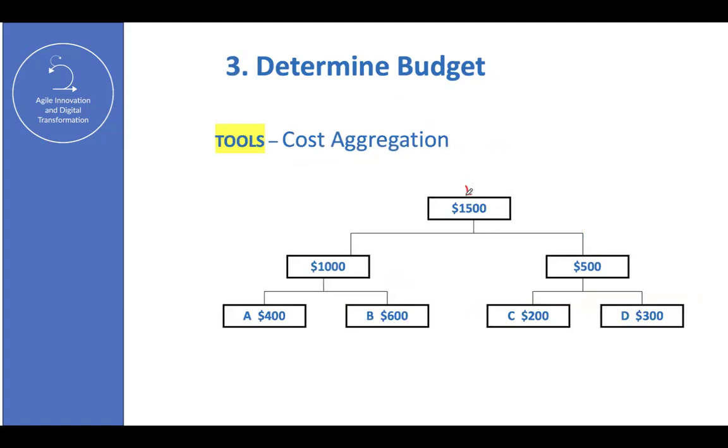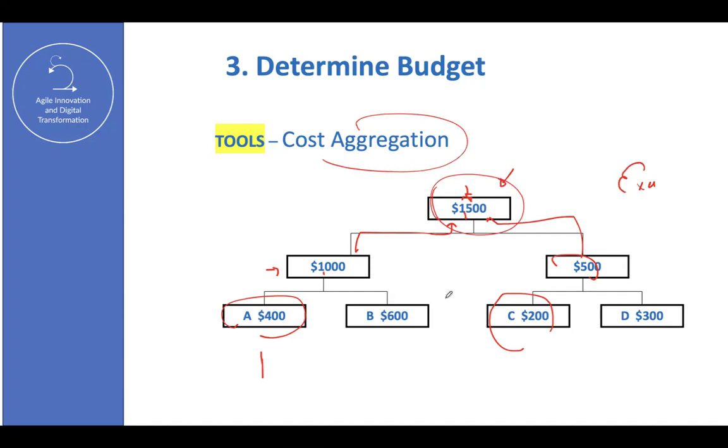So for each one of the activities here, from the previous page, activity A $400, activity B $600. So what is the cost aggregation? It's just calculating 400 plus 600. So this deliverable cost will be 1,000. That is straightforward. 200 plus 300, 500. So the final budget here, the amount of money that we need, the baseline, is 1,500 for the total project cost. This is cost aggregation. This is just an example, bottom up, from the bottom to the top.